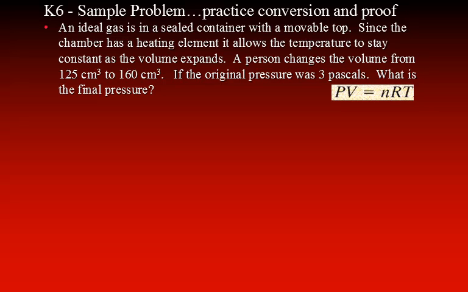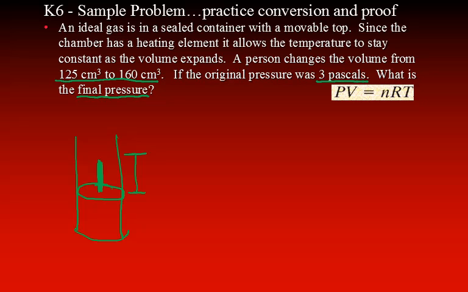All right, so let's go ahead and apply this. This is case 6. Ideal gas is in a sealed container with a movable top. The chamber has a heating element and allows the temperature to stay constant as the volume expands. Person changes the volume from 125 centimeters cubed to 160 centimeters cubed. If the original pressure was 3 pascals, what is the final pressure?